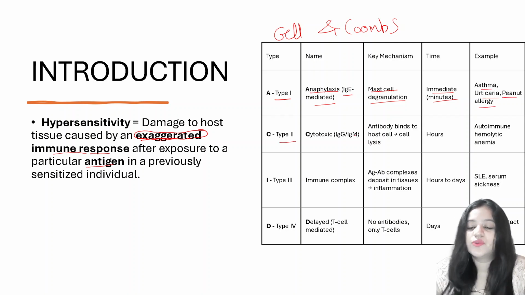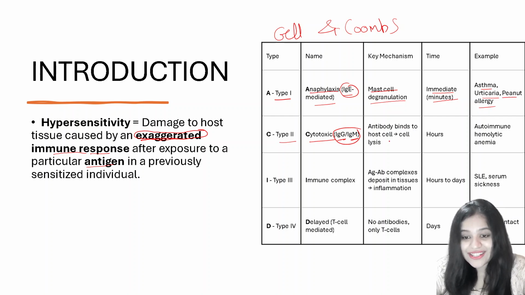Then we have type 2. Type 2 is cytotoxic, that is IgG and IgM. Type 1 was IgE mediated, type 2 is IgG and IgM. Your antibody binds to the host cell and then there is cell lysis. This is the key mechanism. It takes hours. Example, autoimmune hemolytic anemia.